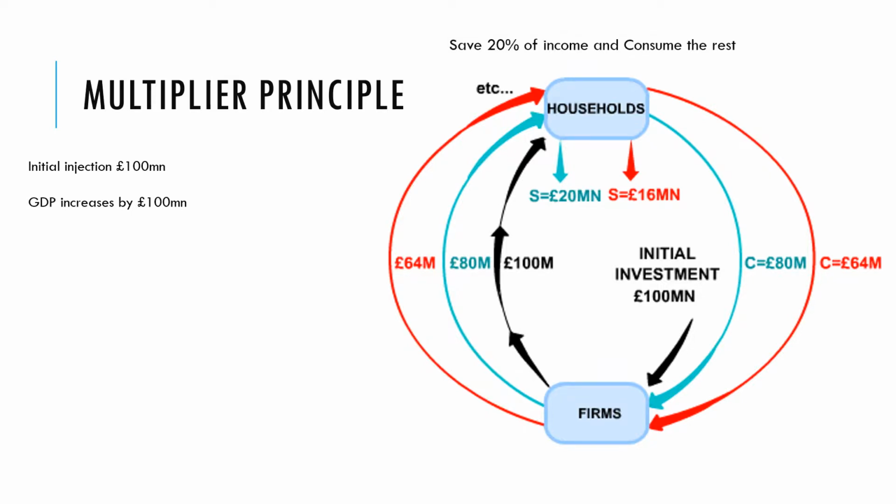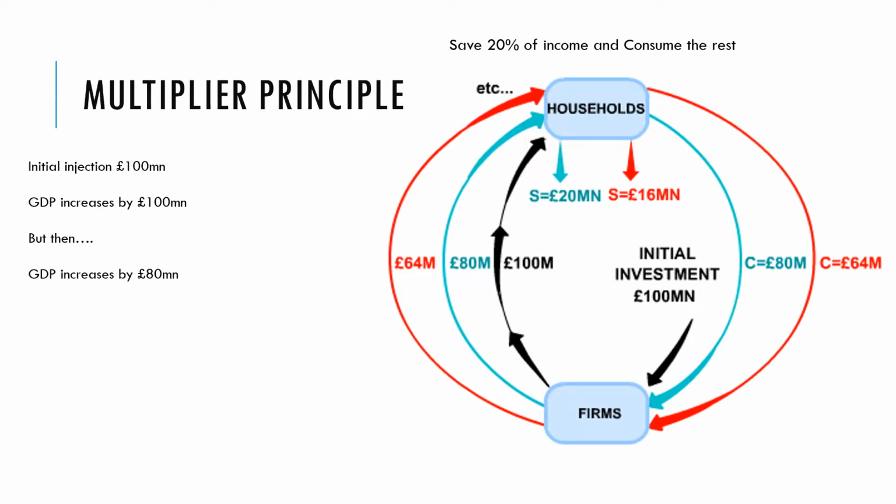So what happens then? Well, let's imagine that households save 20% of income and consume the rest. So what's going to happen now? Households are going to save 20% of the 100 million. So if we move now onto the green arrows and lines, they're going to save £20 million. That's 20% of 100 million, and they're going to spend the rest. So how much would they be spending? They would be spending 80 million. So now we have a second increase in GDP. Beyond the first 100 million, we now have another increase of 80 million.